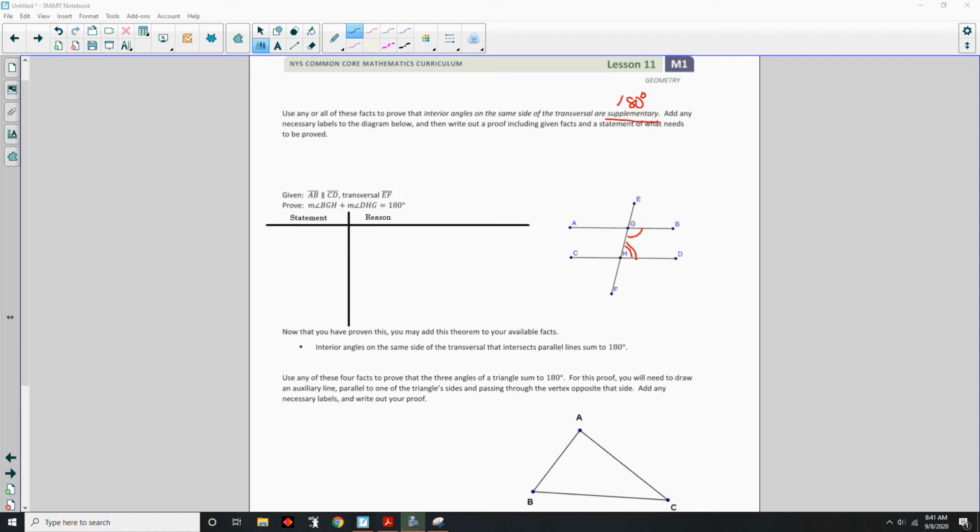Okay, so I set up my table here: statement, reason. The first thing we want to do is give our givens. So I want to say segment AB is parallel to segment CD. And the reason: given. Mark the diagram. AB is parallel to CD. You want to have those little markers there. Let me move that one up a little. Okay, AB is parallel to CD. Given.